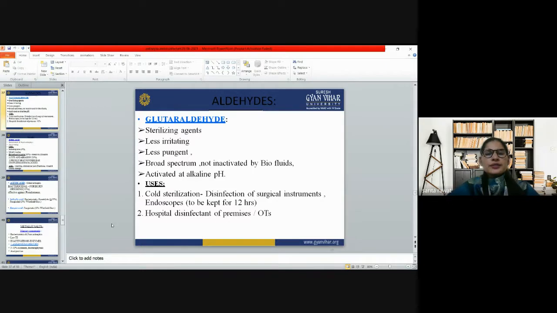Now, the next we have glutaraldehyde. Glutaraldehyde is a sterilizing agent, less irritating, less pungent, broad spectrum, and not inactivated by biofluids, and it is activated at alkaline pH. It is used for cold sterilization, and disinfection of surgical instruments, with endoscopes to be kept for 12 hours. It is also used as a hospital disinfectant for patients and OTs.